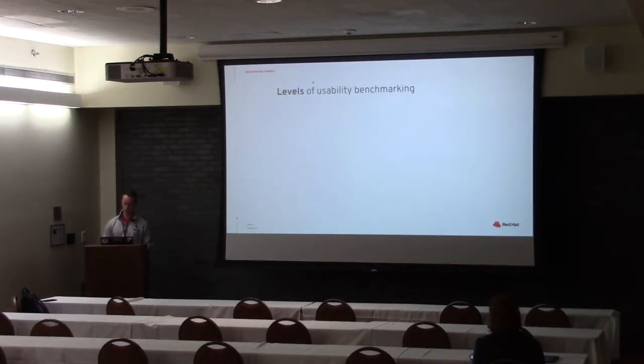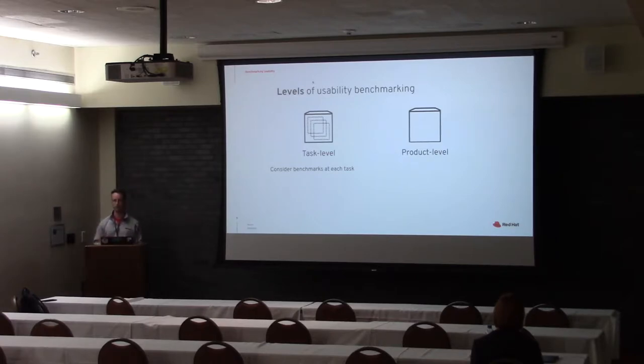And levels of usability benchmarking is how zoomed in you are on this measurement. So we have task level and product level, which are kind of self-explanatory. So for the task level, we're getting a benchmark for each task. So say for OpenShift, this is add a project, change a configuration file, add a new user group, whatever that individual task might be. So again, we have to figure out what the users actually do here. We need to figure out what those top tasks are.